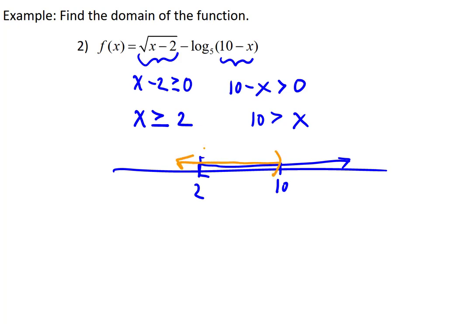Now, we have to put the summary of this together to get one final domain, which means we want to know where they overlap. And you can tell that including their boundary symbols, we have a bracket on 2, and they both overlap in between these boundaries. So we'll say 2 with a bracket, comma, 10 with a parenthesis, and that will represent the overall domain of this function.